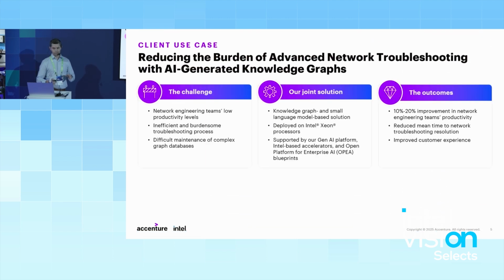So I'm going to dig into a specific use case around reducing the burden of advanced network troubleshooting with AI-generated knowledge graphs. That is a mouthful, so it's going to take a minute to set the stage for this one. But really, we had a client who deploys networking solutions for their customers. As you can imagine, if you have a team of engineers ready to support and a customer calling in about a serious network issue, you've got a big problem on your hands, and it needs to be resolved very quickly.